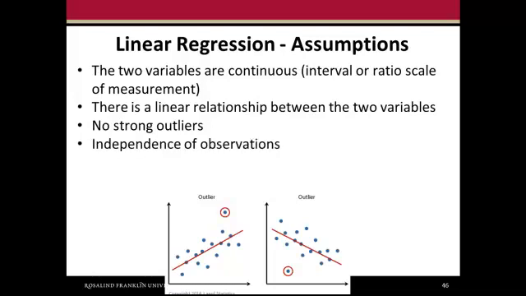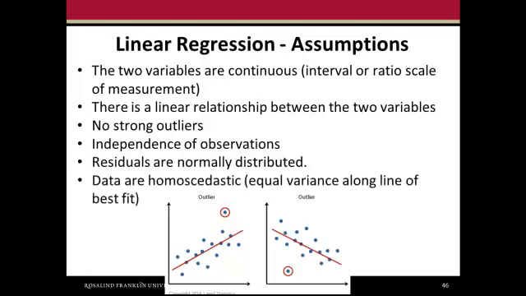We have an independence of observations. Our residuals are normally distributed. Again, the residuals are how far apart each of the individual data points are from the actual line that's there. If you have very large residuals, they'll be really far from the line, but we expect that overall they're normally distributed. And our data are homoscedastic, so we have equal variance along the line of best fit.